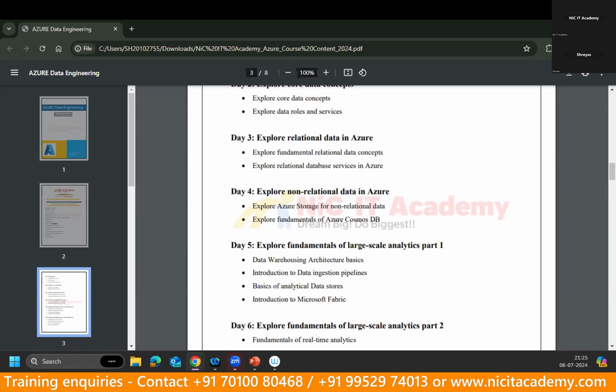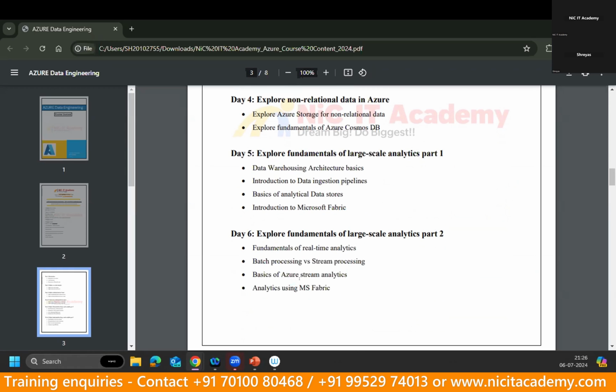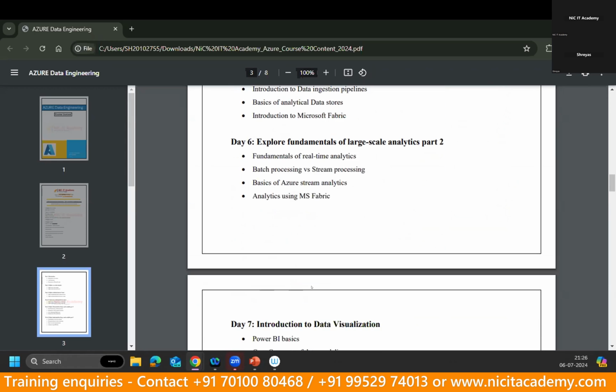All right, and then we'll talk about the fundamentals, because initially we'll be talking about fundamentals only. So if you see a lot of terms like data warehousing, data ingestion pipelines, don't think that we are going to have a high level conversation over here. I will make sure that you understand what pipelines basically means. So in future, if you hear the word pipeline, data ingestion pipeline, analytical data stores, Microsoft Fabric, you're able to answer quickly as to what that is. The fundamentals of real-time analysis, batch processing, stream analytics we'll cover.